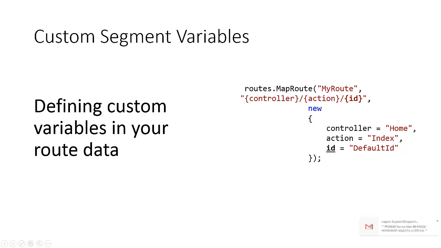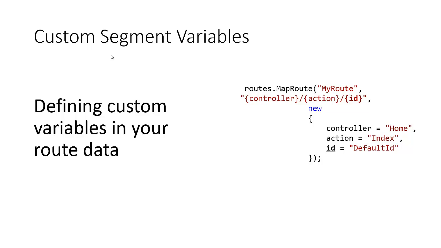Another option is defining custom segment variables. Custom segment variables allow you to go in and say, here are the default values. We've talked about this previously, but this example says, here's my controller, here's my action, and then I have a custom segment variable of ID. By putting that ID in curly brackets, we are able to say the third segment of my URL will be an ID.